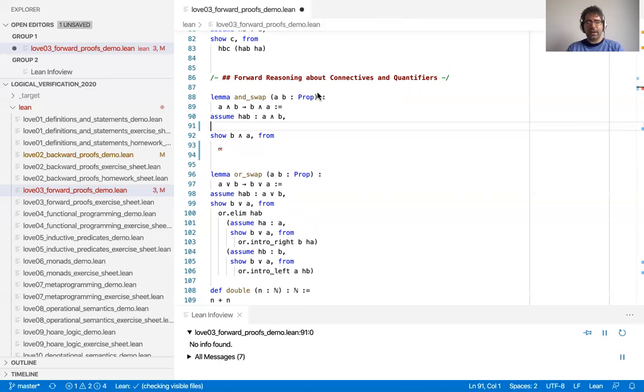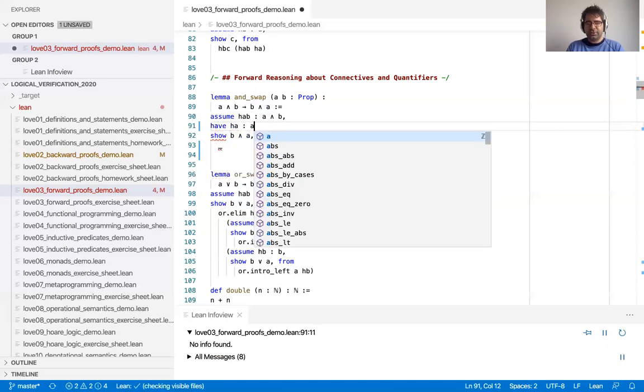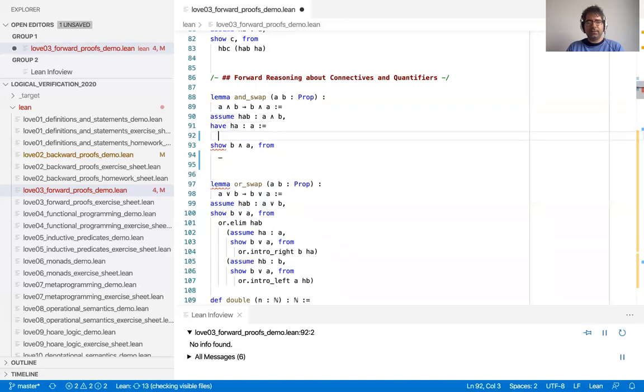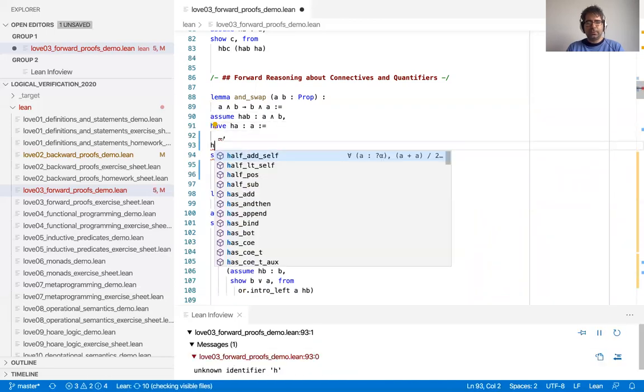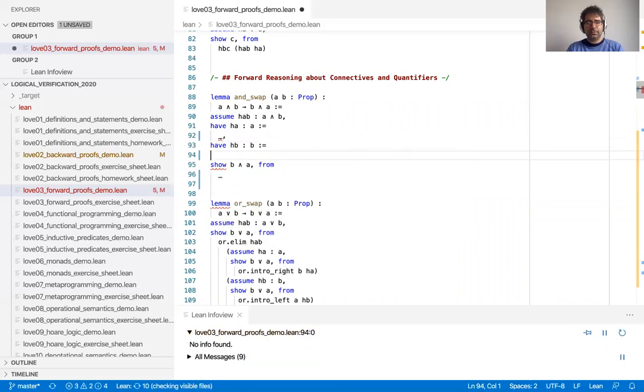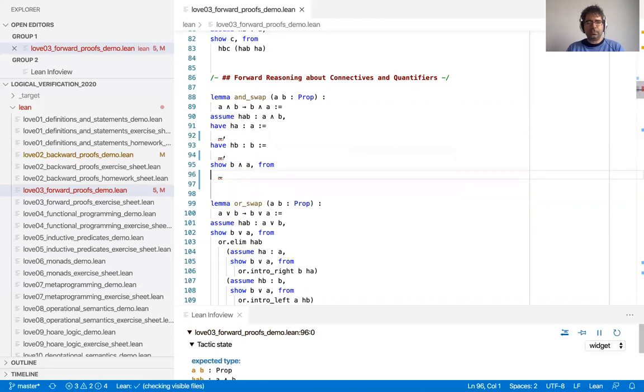We're going to say have HA. HA is just the name I give it, right? And then, well, I'll give the proof later. We're going to have HB, and I'll do the proof later. And now we have three holes in our proof, but we see where this is going.